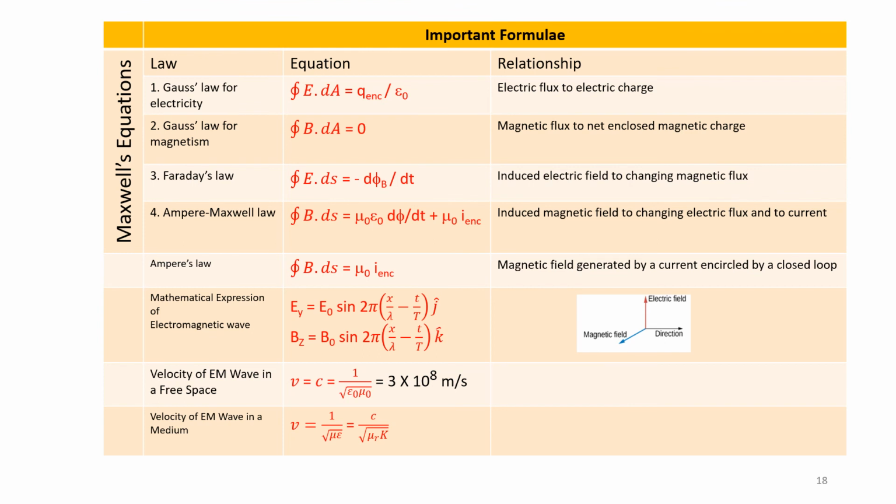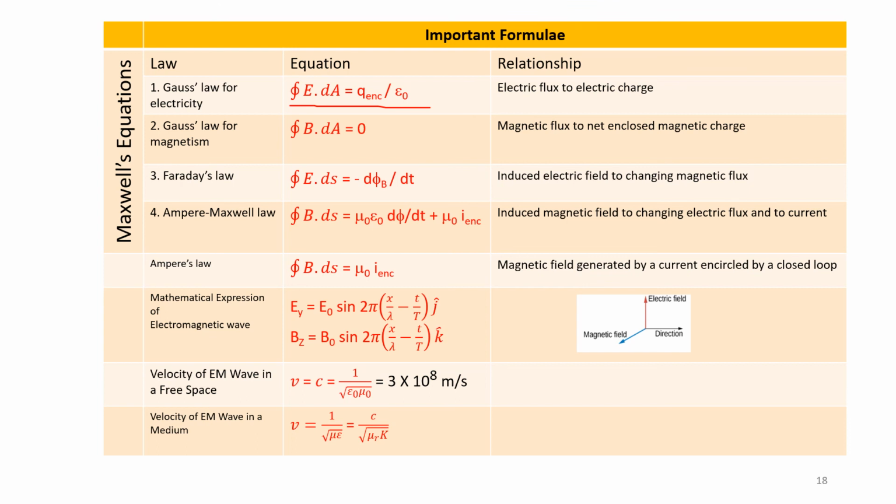Let us recapitulate important formulae that have been used in this section, that is chapter 8 on electromagnetic waves. We know there are four laws. Gauss law for electricity, and its relationship is given by the integral of E dot dA equal to Q enclosed, charge enclosed, divided by epsilon naught. This is linking electric flux to electric charge. That is Gauss law. Gauss second law is for magnetism. This links magnetic flux to enclosed magnetic charge.